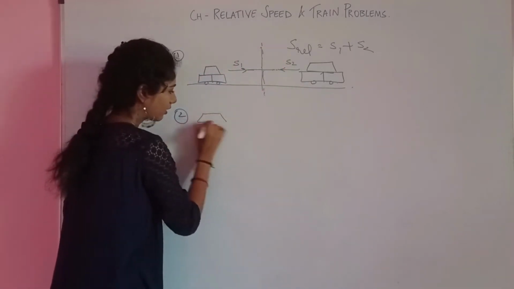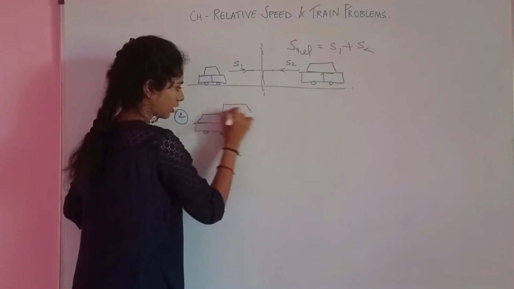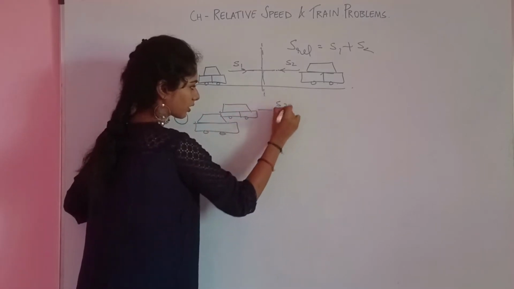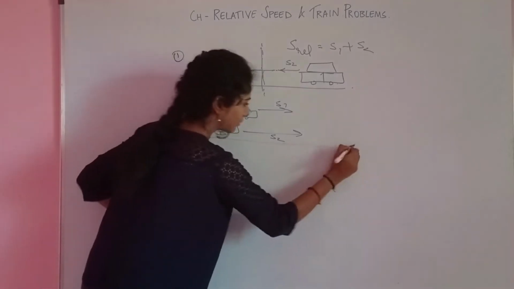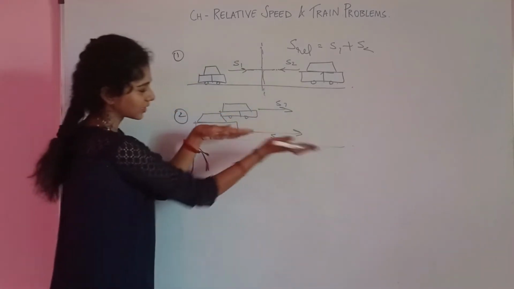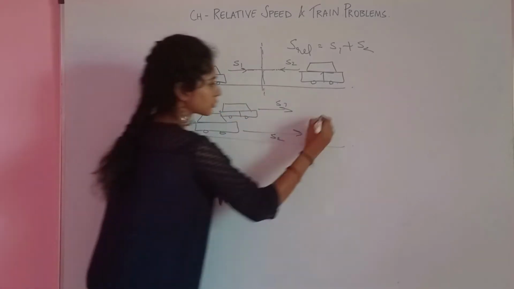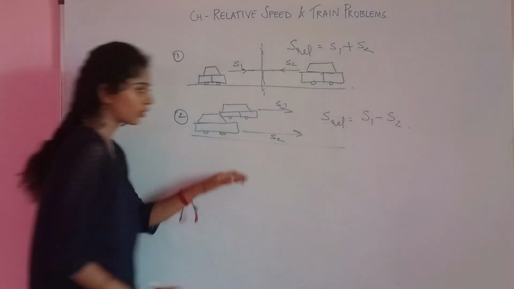If there are 2 cars going in the same direction, one going this way and the other car also going in the same direction, then obviously it's minus. They are going in the same direction, so it's minus. So the relative speed is equal to S1 minus S2. You're never going to forget it.